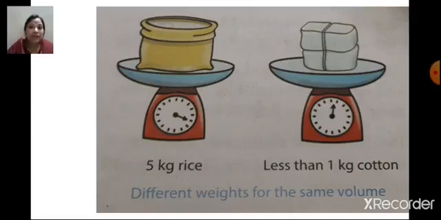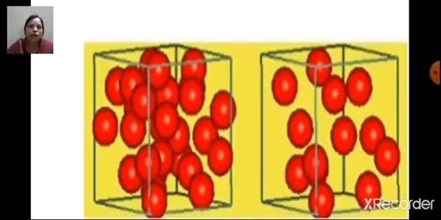You have to read this again. This is a homework, children, okay? You have to read the relationship between weight and volume.